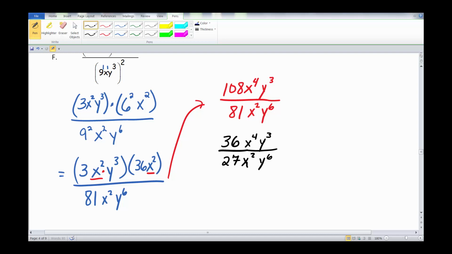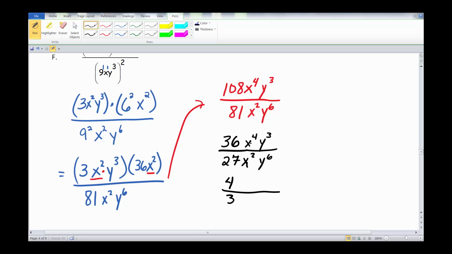So I haven't really changed much with the variables yet, still focusing on the numbers. Looks like we could divide the top and bottom both by 3 again, giving us, in fact, looks like they're both divisible by 9 at this point. So when we divide the top number 36 by 9, we end up with 4. The bottom number, divide that by 9, we end up with 3.